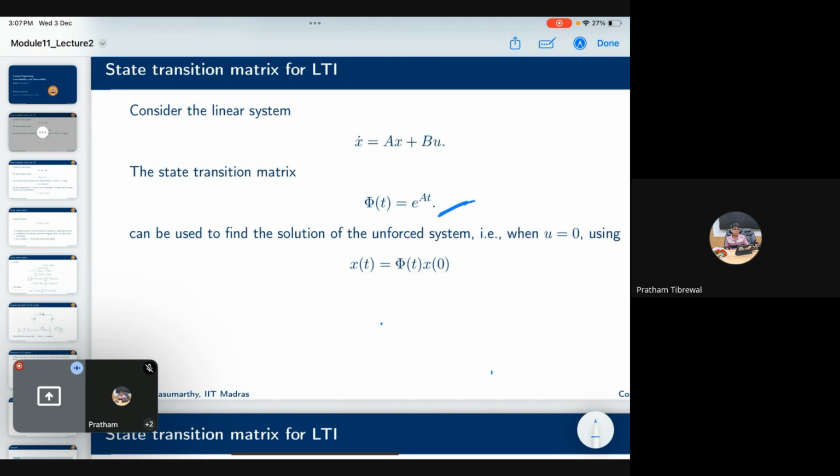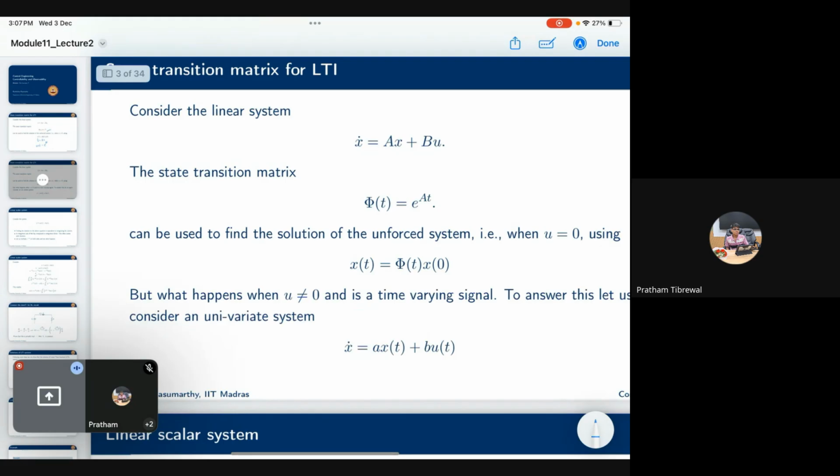Okay. So I have the state transition matrix. With the state transition matrix, I'm able to find the solution to the unforced system. Unforced system is largely that x dot equal to Ax, which has a certain solution. In the linear LTI case, it turns out that x of t is e power At times x naught. So that is with the state transition matrix.